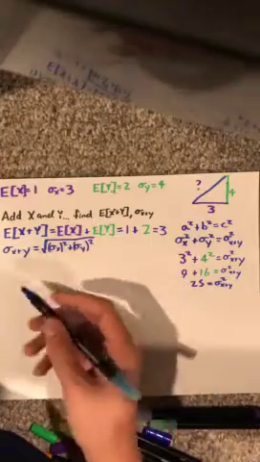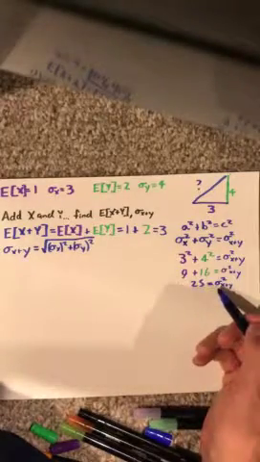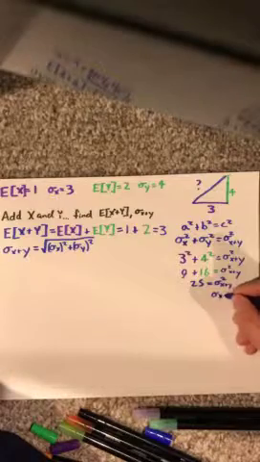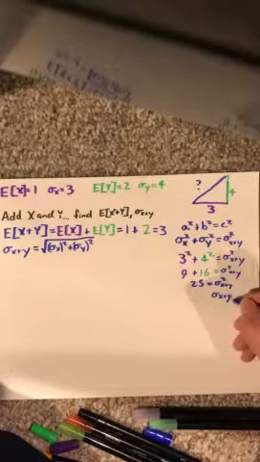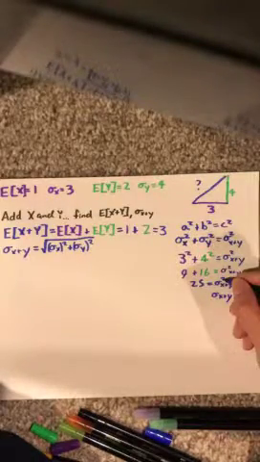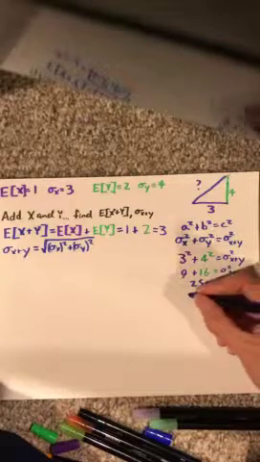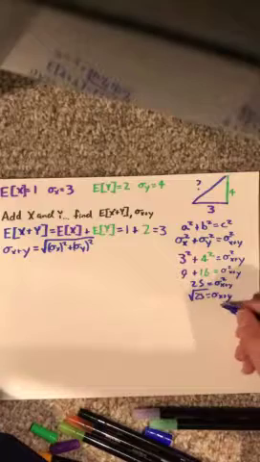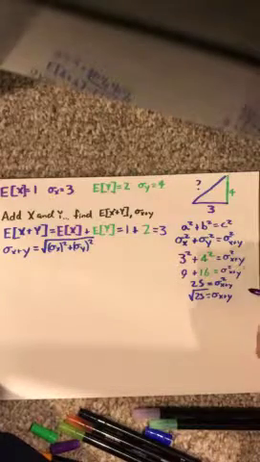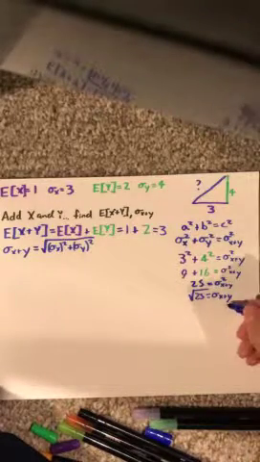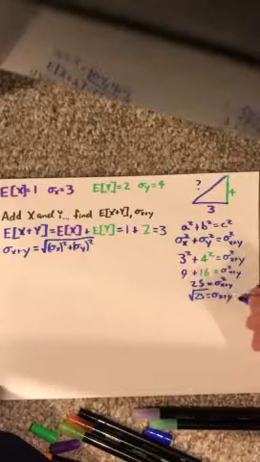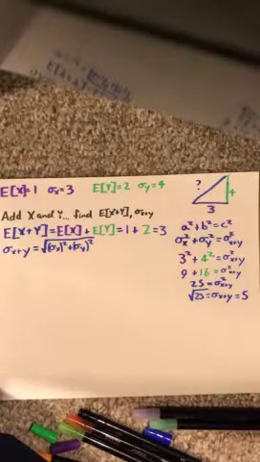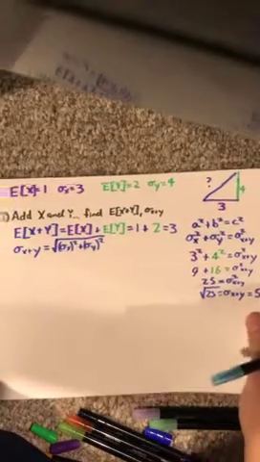And since we want to know just the regular standard deviation, we're just going to square root both sides. So we get the square root of 25 equals the standard deviation of x plus y. You should know that the square root of 25 is just equal to 5. So that's a little bit more complex.